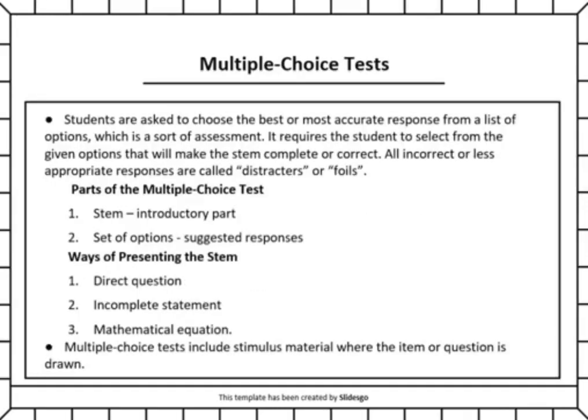Let me introduce to you the first teacher-made test, the multiple choice test. Students are asked to choose the best or most accurate response from a list of options. It requires the student to select from the given options that will make the stem complete or correct. All incorrect or less appropriate responses are called distractors or foils.